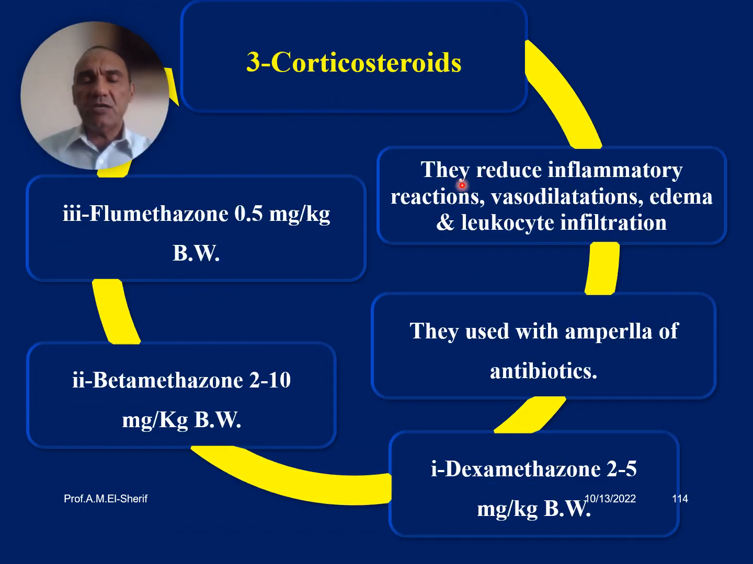Corticosteroids. They reduce the inflammatory reactions, vasodilatation, edema and leukocyte infiltration. They are used under the umbrella of antibiotics. There are 3 types. Dexamethasone is short acting: dexamethasone 2 to 5 mg per kilogram body weight. Betamethasone 2 to 10 mg per kilogram body weight, and this is used day by day. Flumethasone 0.5 mg per kilogram body weight, and this is a long-acting corticosteroid.